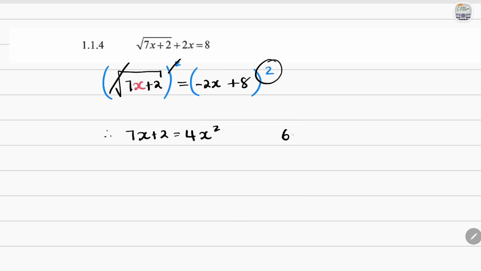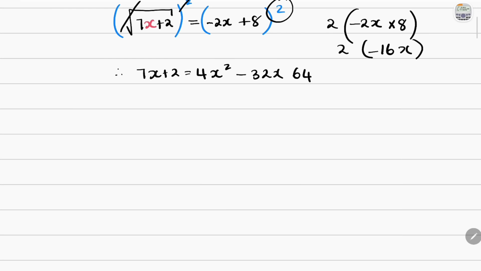8 squared is 64. And then you take the first term, negative 2x, multiply by the second term, and you're going to just multiply all of this by 2. First term times second term already gives you negative 16x, and then times 2 gives us negative 32x. So this is what we have.